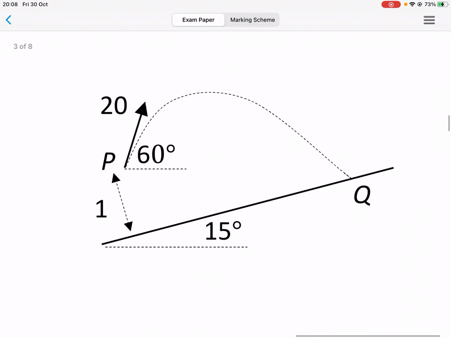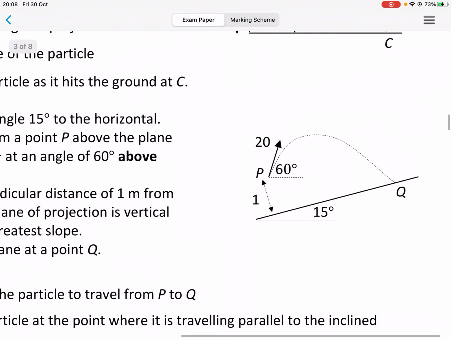So just have a look at the picture they've provided. It's 60 above the horizontal, not 60 parallel to the plane. So just be careful when you're drawing it. The point P is a perpendicular distance 1 meter from the inclined plane, as shown. The plane of projection is vertical and it contains the line of greatest slope.